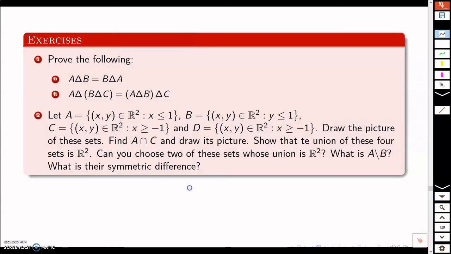Now these are some exercises for you all based on symmetric difference, intersection and union. Okay, so see that you all go through these exercises.